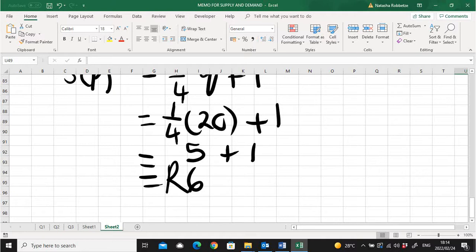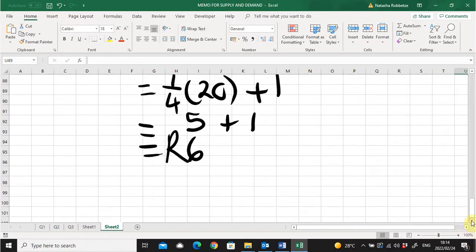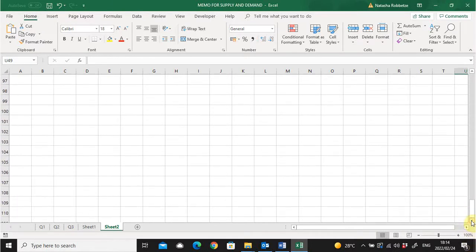All right, and there we have indeed answered 5.2.1 because we've solved the market equilibrium fully. We've done a calculation for the price and we've done a calculation for the quantity. In 5.2.2, we have a situation where there is tax.